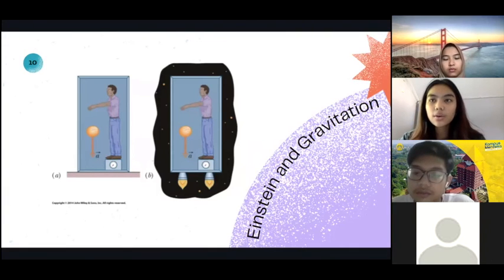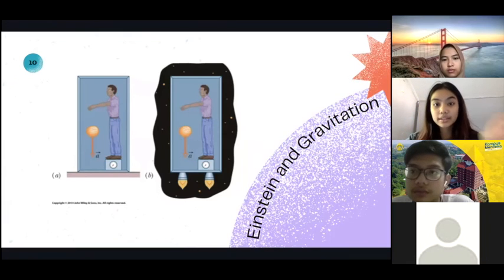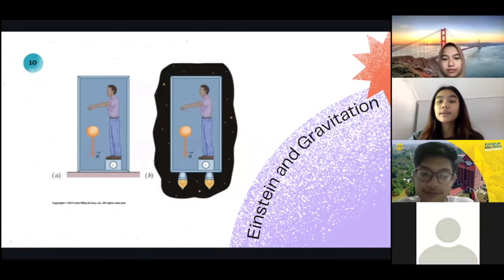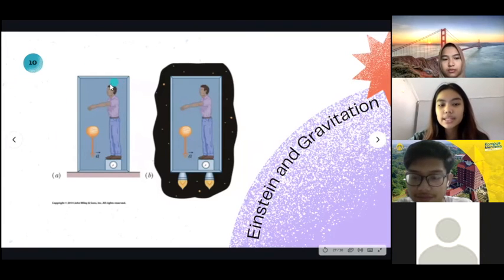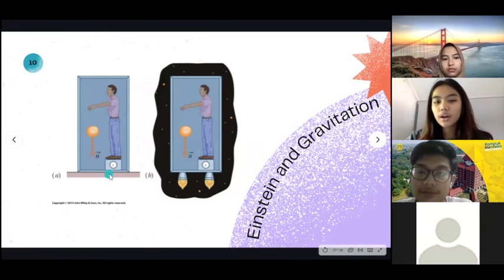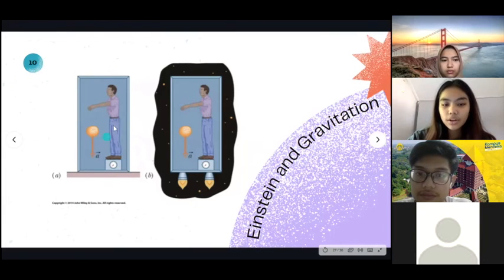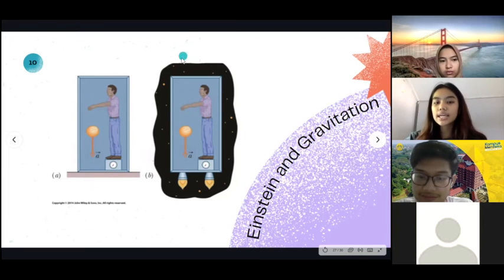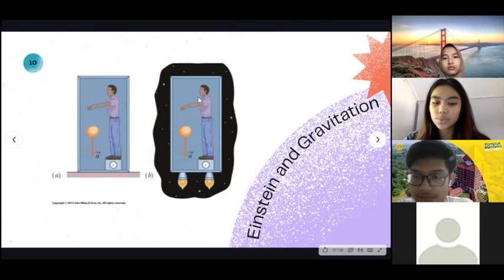Now we discuss Einstein and gravitation. The general theory of relativity describes gravitation. Its fundamental postulate is the principle of equivalence. Gravitation and acceleration are equivalent. So in this picture, the experimenter inside this box is unable to tell whether he is on Earth or in free space. On side A, he is on Earth experiencing gravitation equal to 9.8 meters per second squared, or in free space, he is experiencing an acceleration of 9.8 meters per second squared.